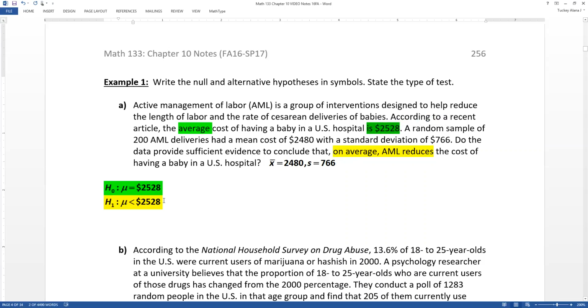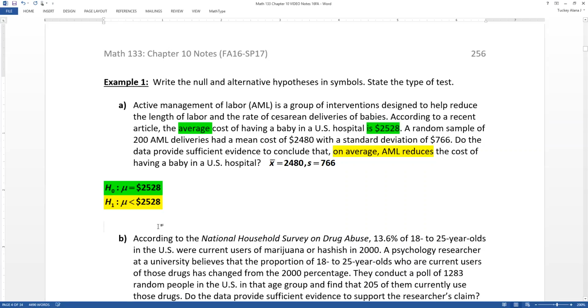And you assume it's that unless you can prove that it's less than that. So always remember that the null hypothesis always has equalities in it. Then the alternative hypothesis is always the same number as your null hypothesis. These other numbers that they're giving you, you're going to use to test that value of 2528.